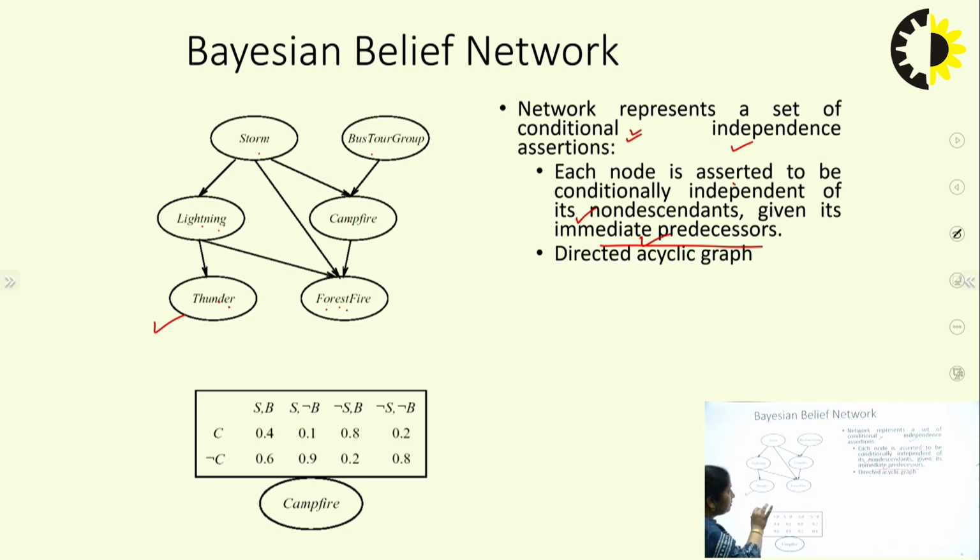This independence is shown in Bayesian belief networks, which are also called Bayesian networks or BayesNet. What is it? A directed acyclic graph. There will not be any cycle and it will have directions. The directions are according to cause. Lightning causes thunder. Storm causes lightning. Bus tour group causes campfire.